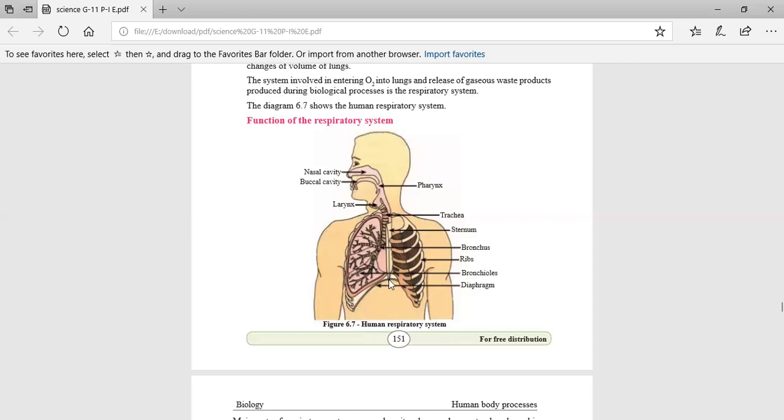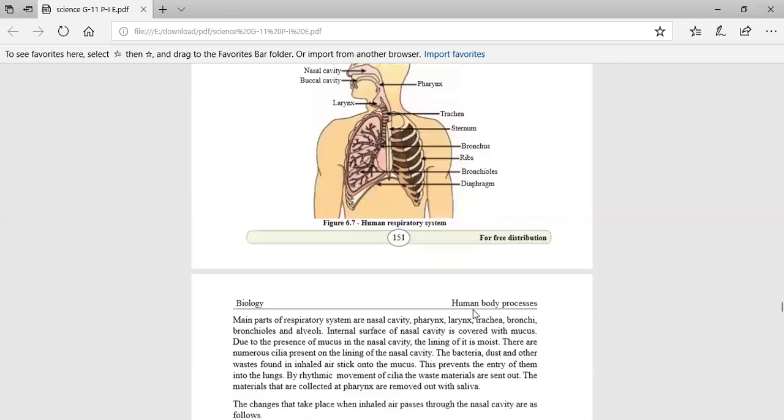Here is the tissue layer, the muscular layer. It is the diaphragm. It is the margin of the thoracic and abdominal cavity. Right.